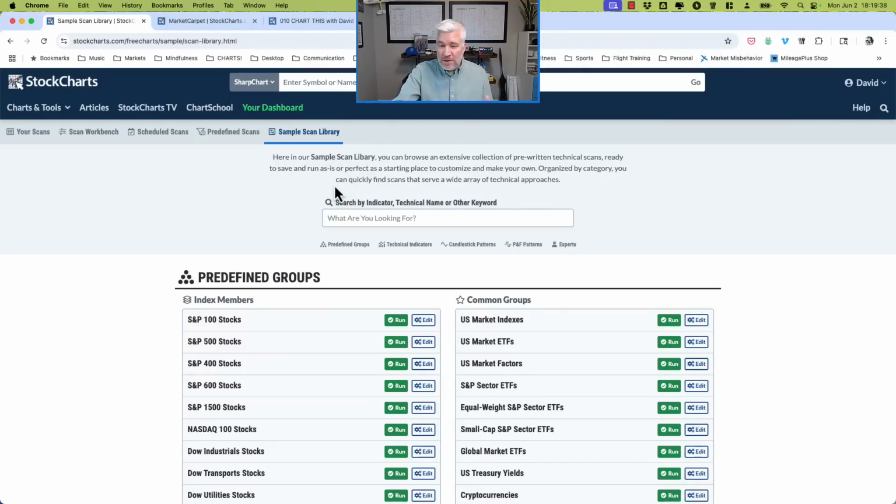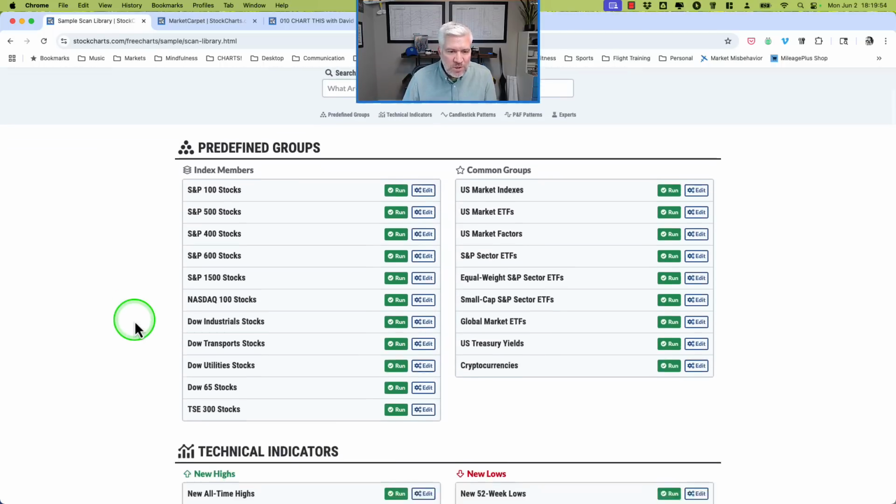So I'll tell you, you can run the scan here as a free member. But to really leverage the power of this platform, to save this scan and to be able to schedule it, you really want to be a premium member at Stockcharts. Very low cost relative to the value that you get out of the membership, I would argue.